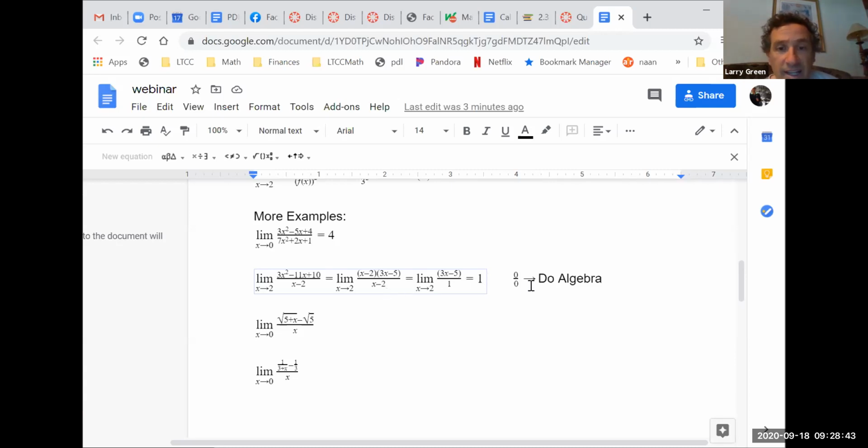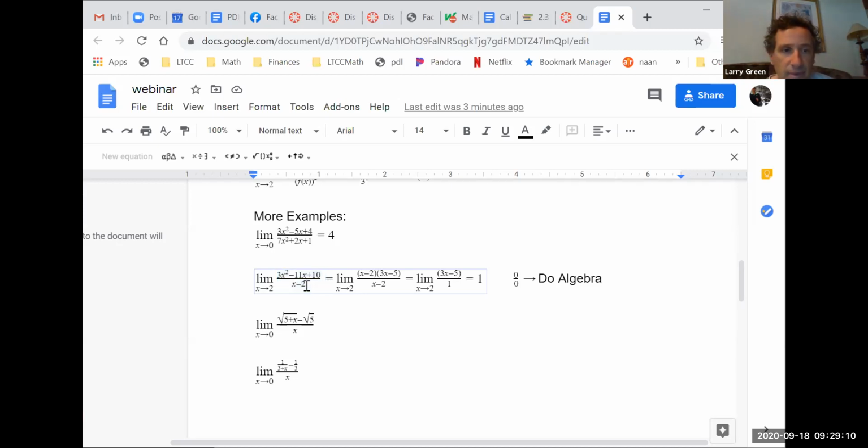Okay, so the idea is that even though this is 0 over 0, and you think, oh, it doesn't exist, it does exist because the limit is not at the value, it's near the value. And if you're near 2, there's no problem with the polynomial, with this rational function. If you're at 2, there's a problem. But if you're near 2, there's no issue, and that's why I'm allowed to do this.